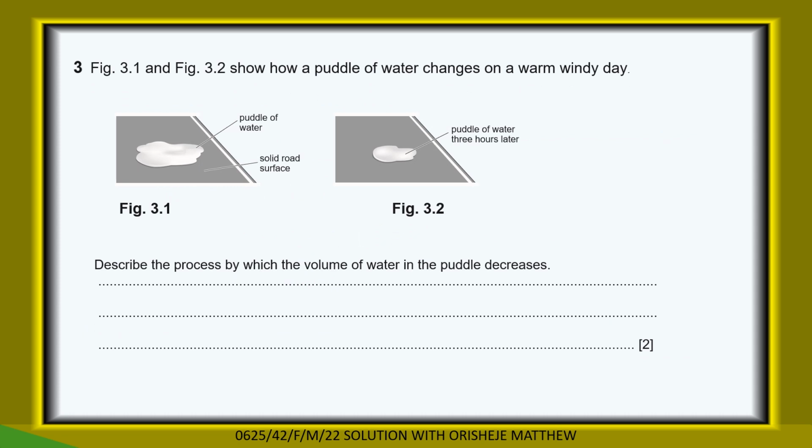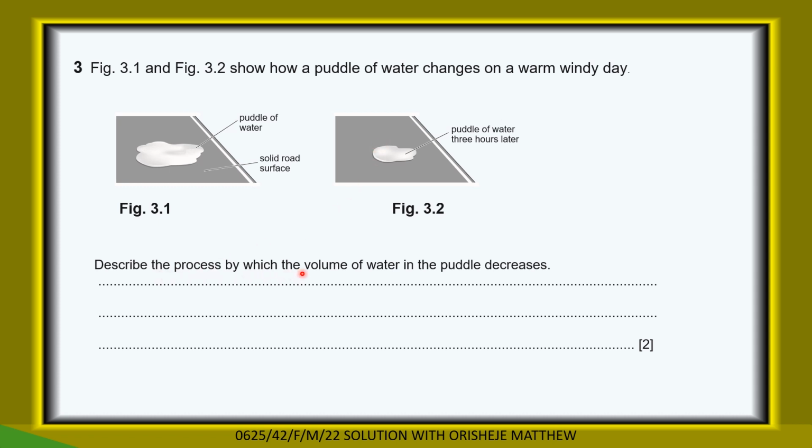So question 3, figure 3.1 and 3.2 show how a puddle of water changes on a warm windy day. So in this case, I think we're looking at the rate of evaporation. So if you look at this now on the roadside, then this was a puddle of water, and then 3 hours later you can see that the volume of the water has reduced.